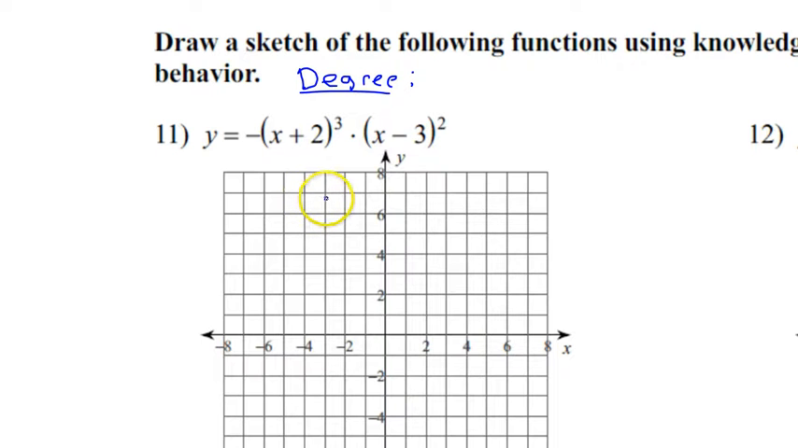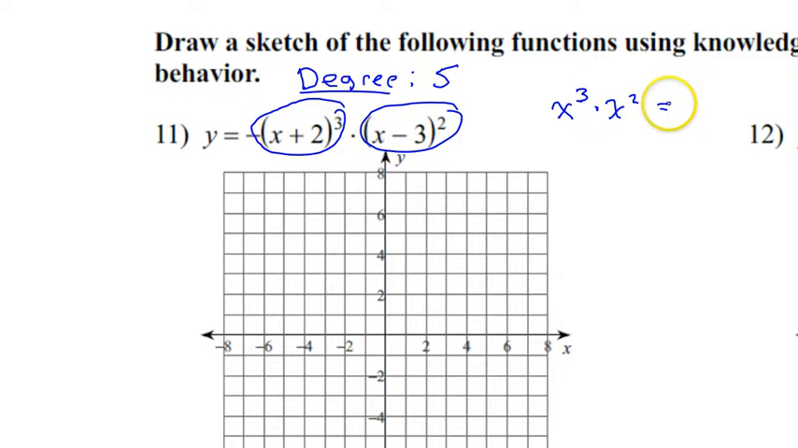3. Nope. Try again. 2. Nope. 3. Try again. 1. 5. The degree of this function is 5 because I've got 3 x's represented here, and I've got 2 more x's represented here. So look at it without the plus 2 and the minus 3 in it. It's like having x to the 3rd power times x squared. That would be x to the 5th power. So this is degree 5.